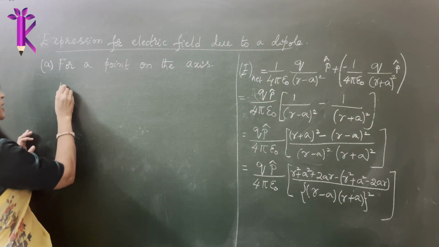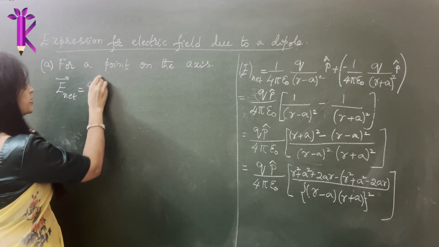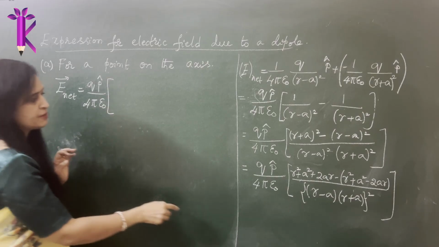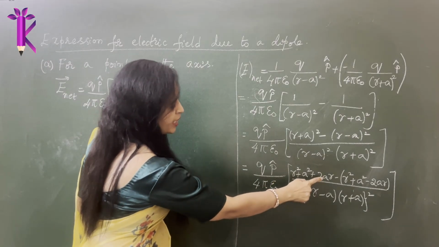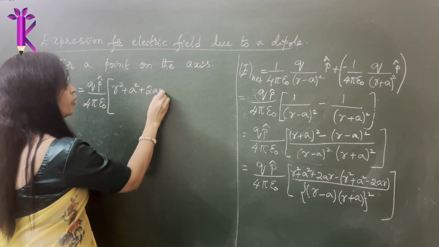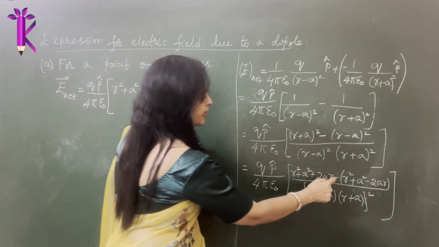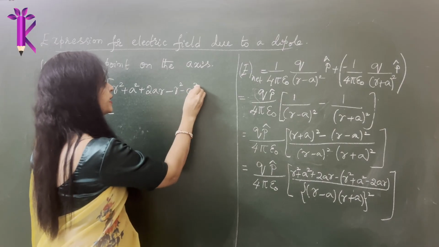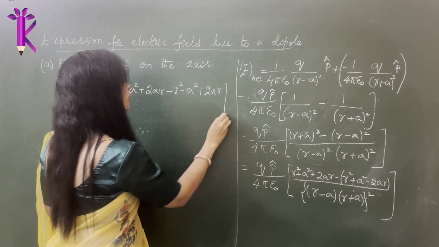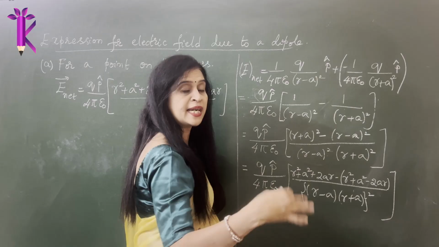So the answer is going to be, the net electric field will be equal to, let's simplify it, q into unit vector p divided by 4 pi epsilon naught into, let's simplify this. So r square plus a square plus 2ar, okay, that comes r square plus a square plus 2a into r, minus into plus will be minus, so this will be minus r square, minus into plus will be minus, so this is going to be minus a square, minus into minus will be plus, so that is going to be plus 2a into r, whole divided by, now you see this is of the form a minus b into a plus b or a plus b into a minus b.